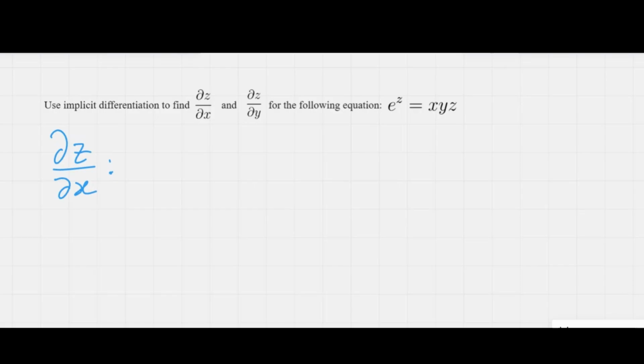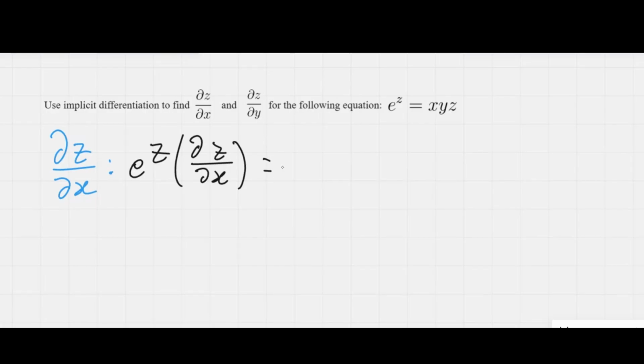But first, let's try finding the partial derivative of z with respect to x for the term e to the power of z. Well, that is a z-containing term. While it's not constant, it is also not x. And so we're definitely going to be left with the partial derivative of z with respect to x. The derivative of e to the power of z is just e to the power of z, and also, because we're using chain rule, we are left with the partial derivative of z with respect to x.